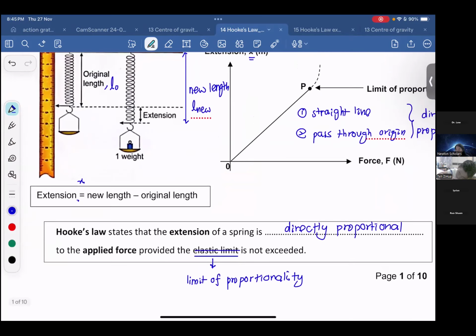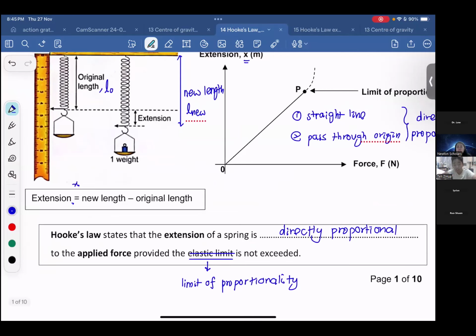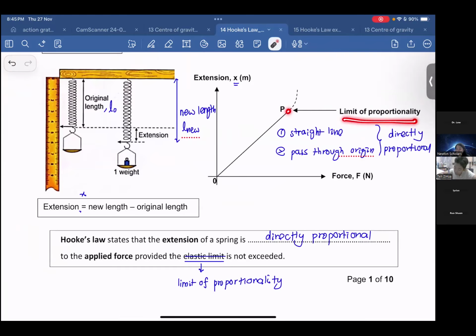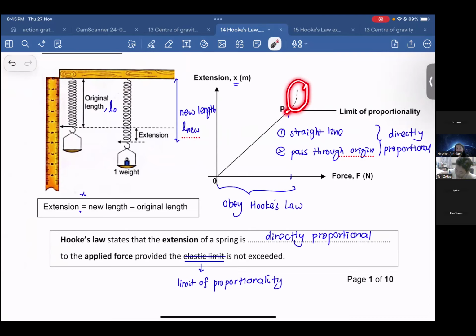Okay, so there is one point. The point here, P point, we call as limit of proportionality. Hooke's law only applies until this point. That means this region, until here, we obey Hooke's law. But after this region, can you see that it's no longer a straight line? It starts to curve. So after this point P, it doesn't follow Hooke's law. So you can imagine one spring, it got its limit.